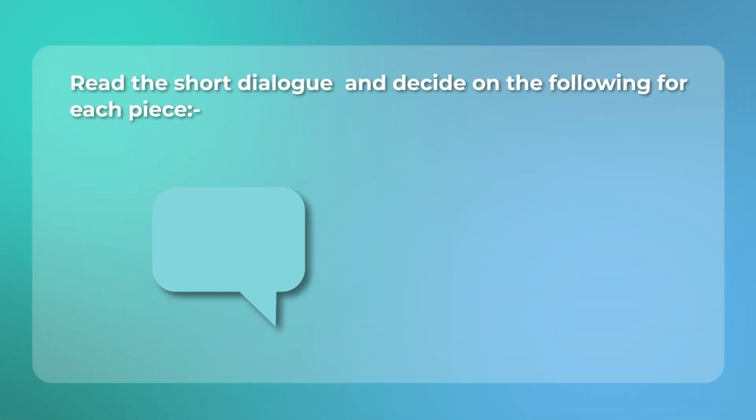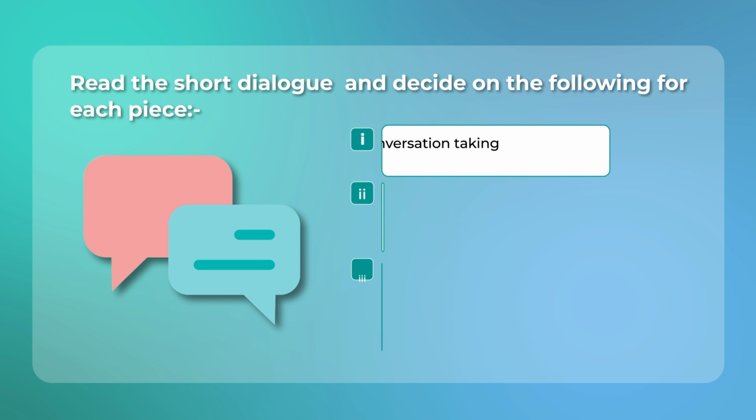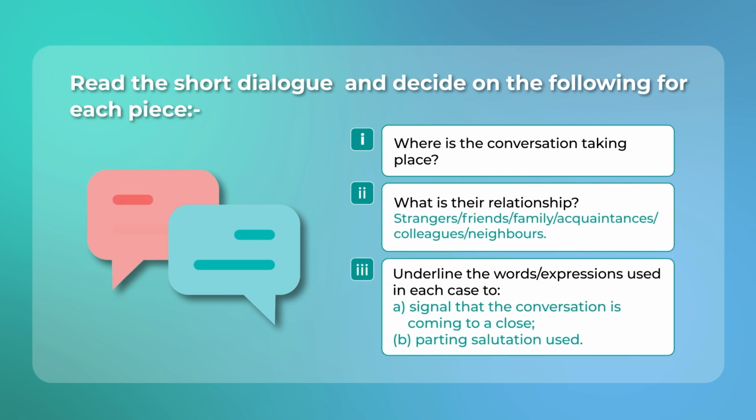So where is the conversation taking place? What is the relationship? Whether they are strangers or friends, family, acquaintances, colleagues or neighbors. So underline the words and expressions used in each case to signal that the conversation is coming to a close or the parting salutation used.